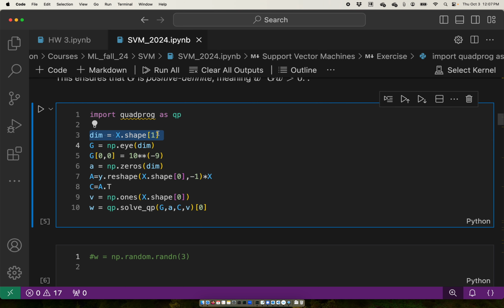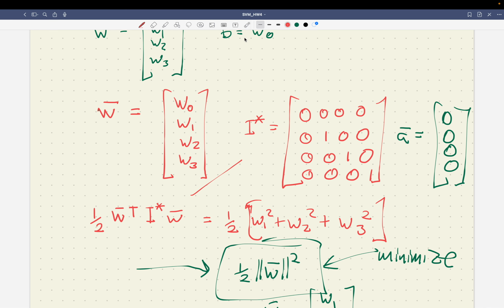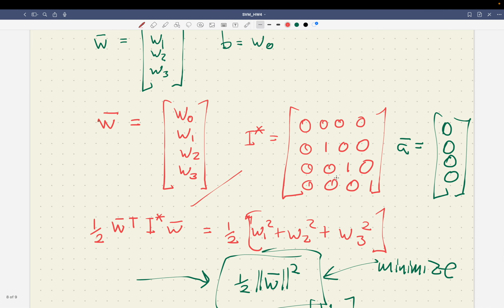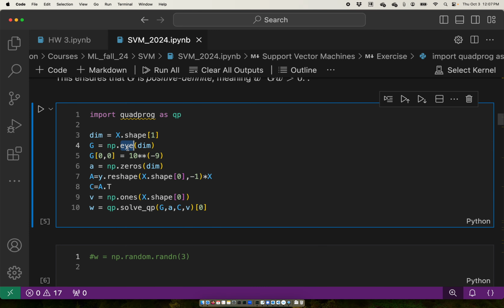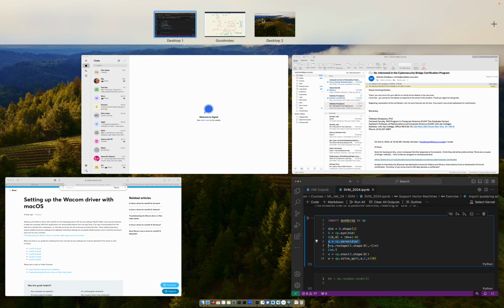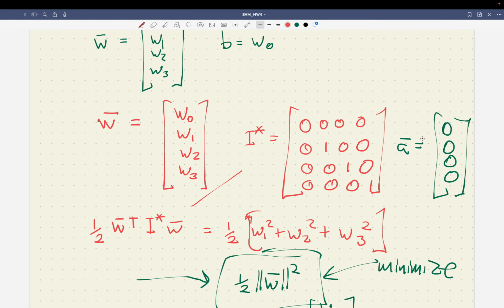So we get the dimensionality of the data. G is initially the identity matrix of the right dimension, but I'm basically setting the upper left one to 0. So this is what I called I star in the notes over here. Sorry for all the translating, but what I star there is this theoretical thing. Over here in the actual code is what they're calling G. And A is going to be all zeros. Why is that? That's because A is all zeros, like we discussed before.